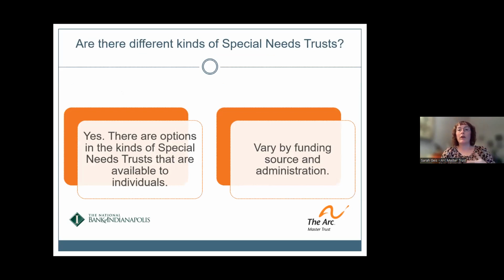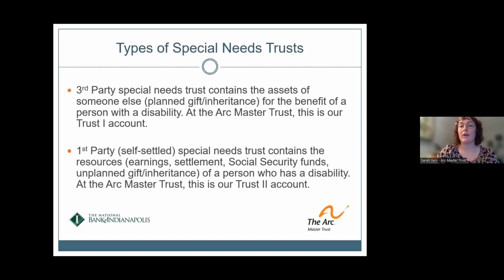So are there different kinds of special needs trusts? Yes, there are options in the types of special needs trusts that can be established for a beneficiary. Those vary by the funding source, so where is the money coming from that's going into the trust, and the administration, so how is the trust being administered, or who is administering that trust? There are two types of special needs trusts.